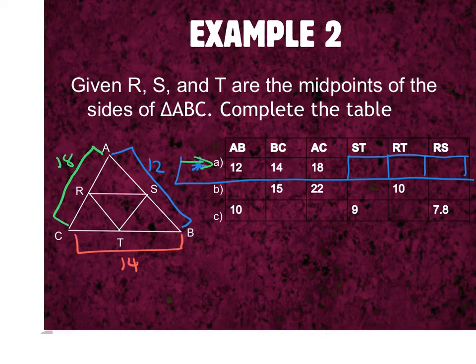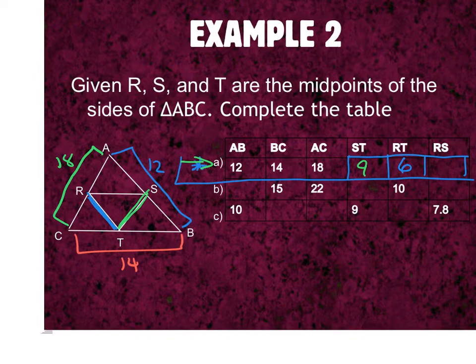So let's go ahead and fill in the length of ST. If I find ST, you can see that it's parallel to the green, and that would be the mid-segment for AC. And we know that the mid-segment is half of the length of that third side. So 18 divided by 2 is 9. Now let's look for RT. RT is parallel to AB. The length of AB is 12. So to find the length of RT, divide by 2, and it's 6.